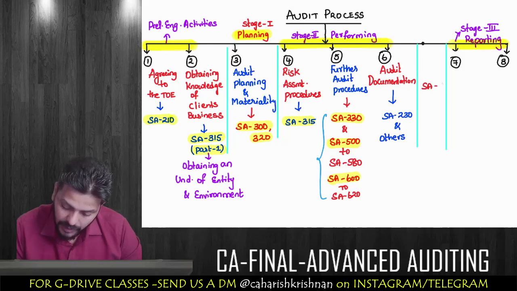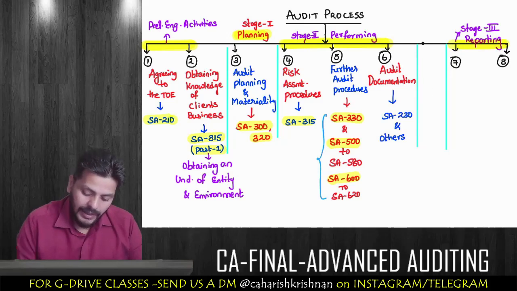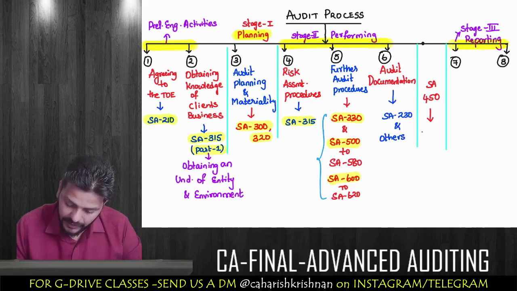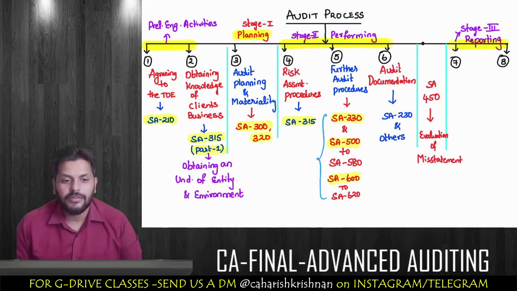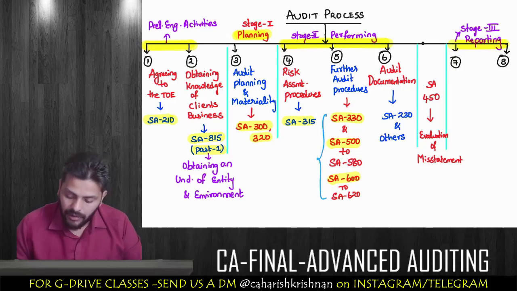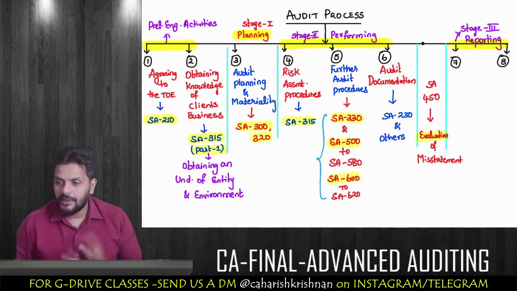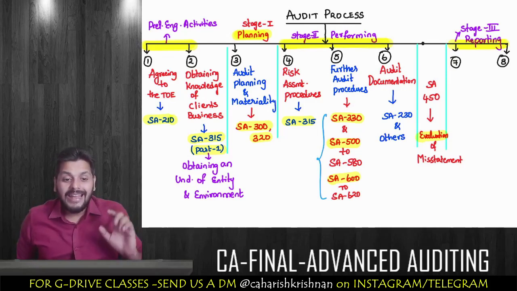Standard number 450 is a standard that talks about evaluation of a misstatement. SA 450 is called evaluation of misstatement. Now, in this evaluation of misstatement, whatever misstatements you find during the course of the audit, we'll take all of them and pull them up into what is called the aggregate value of misstatement.